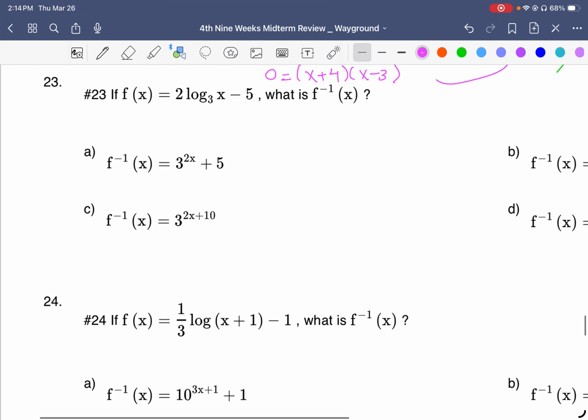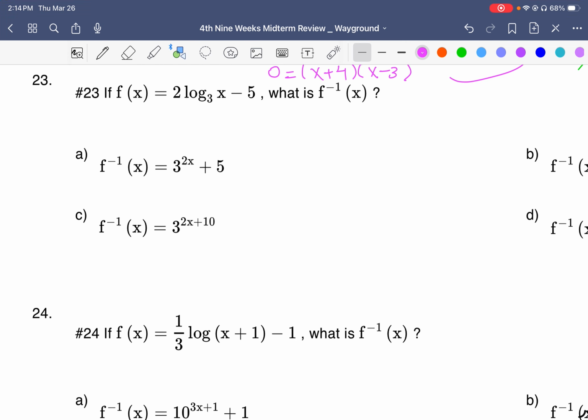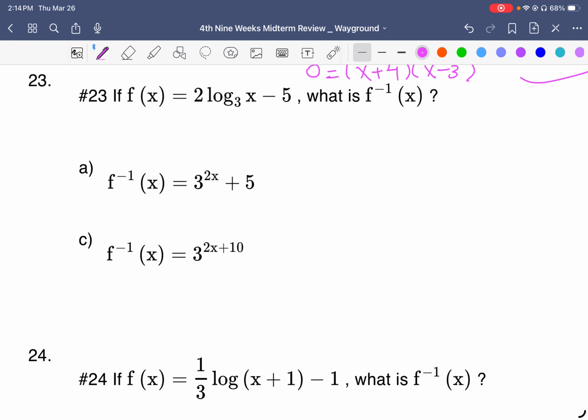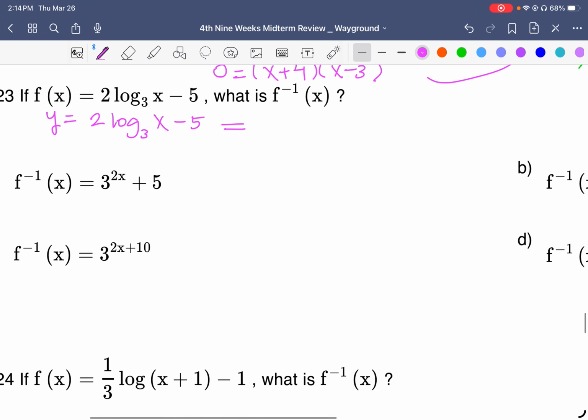Okay, let's do the next one. If f of x equals 2 times log base 3 of x minus 5, what is the inverse of f of x? Remember that for the inverse of f of x, all you need to do is swap x and y. So the first thing I'm going to do is change f of x to be y equals 2 times log base 3 of x minus 5. Now I'm going to swap x and y. So instead, I'm going to have x equals 2 times log base 3 of y minus 5. I added parentheses because they didn't have parentheses there, and the minus 5 is not inside the parentheses.